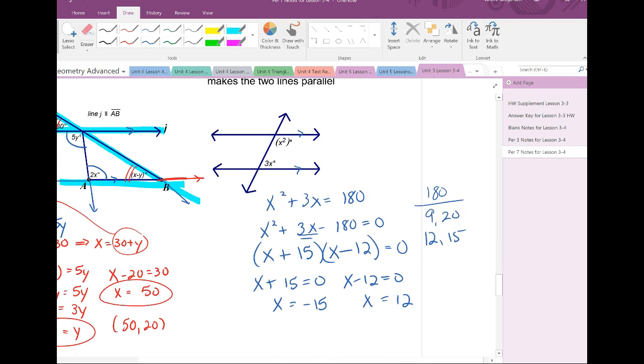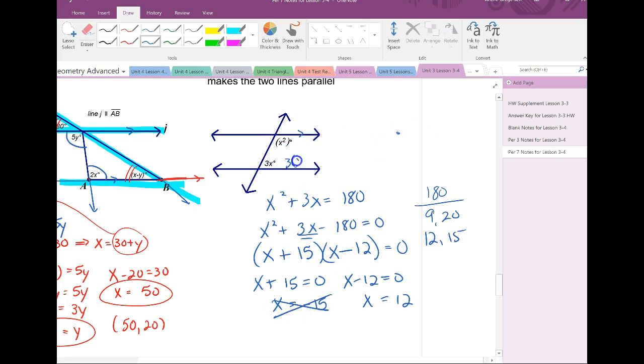Well, I'll tell you right now, negative 15 does not work because if I plug it in for this angle, I get 3 times a negative 15, which gives me a negative 45 degrees. Do I have a negative angle there? No, we don't have negative angles until you get into pre-calculus world. But right now, I don't have a negative angle. So that's not a valid answer for this. So it's gone.